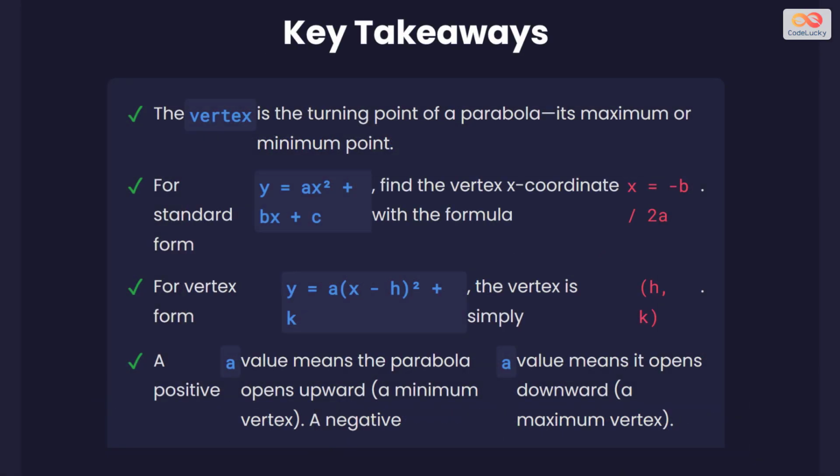To summarize, the vertex is the turning point of a parabola. For an equation in standard form, use the formula x equals negative b divided by 2a to start finding the vertex. For an equation in vertex form, you can identify h and k just by looking at the equation. And remember, the sign of the a value tells you if the vertex is a minimum or a maximum.